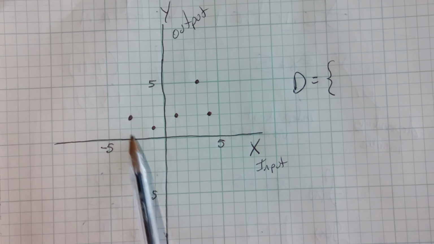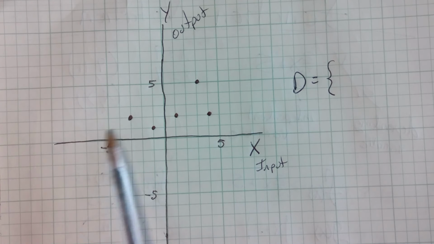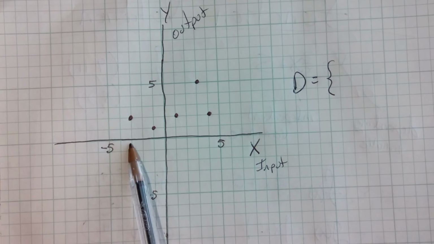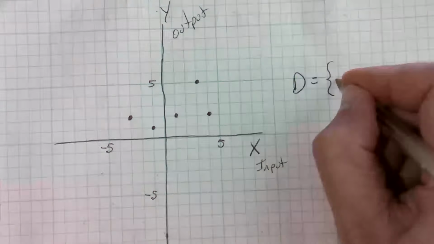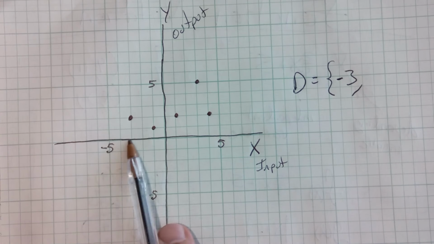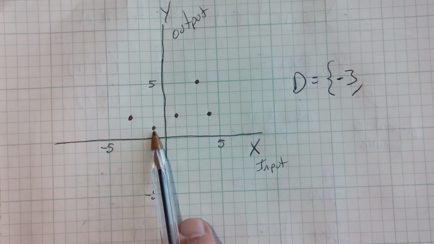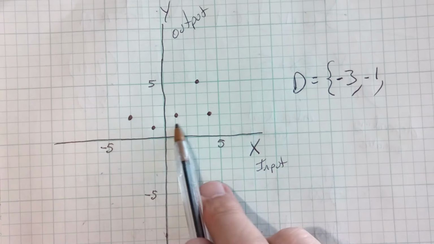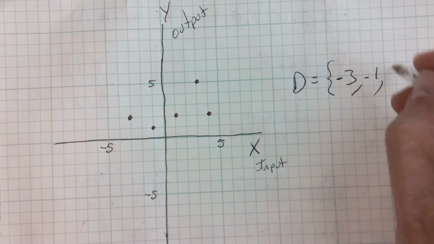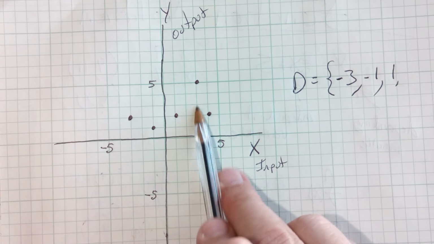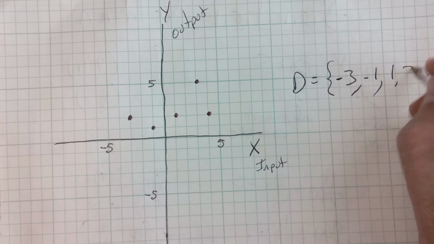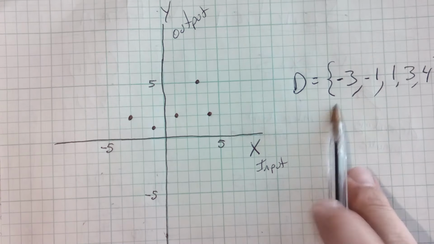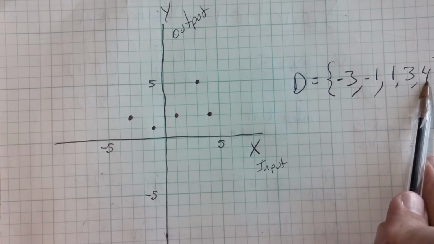The first point to the left, because we start at the left and work to the right to go from least to greatest. First one's a -3. Its X value is -3. The next one, as we move to the right, is this point here, which has an X value of -1. Then I have an X value of 1. And then I have an X value of 3. And last, I have an X value of 4. So I have 1, 2, 3, 4, 5 domain values, right?